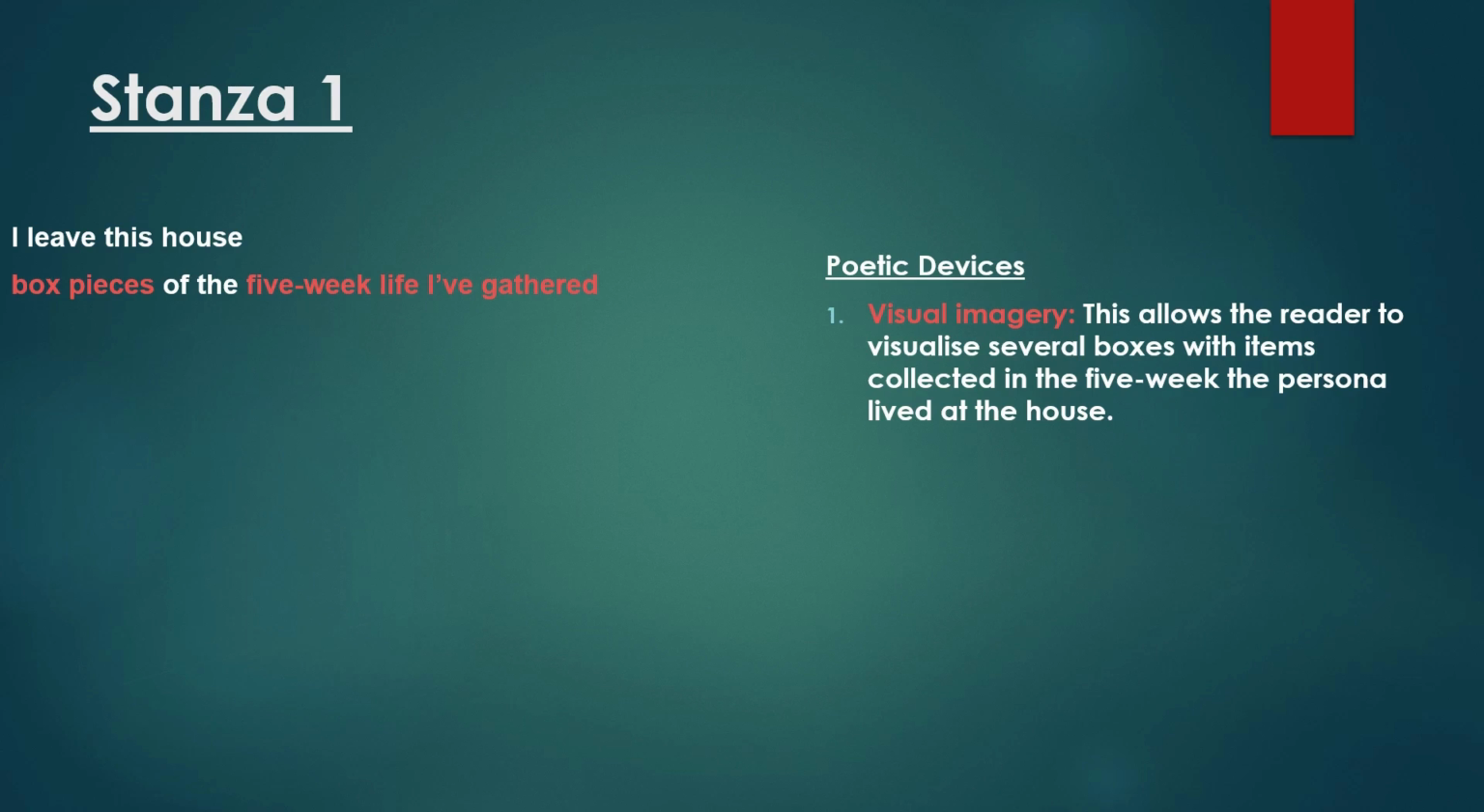Okay? Now, the box pieces is an example of visual imagery. Remember, I told you that imagery itself is a poetic device. So if you are identifying poetic devices in any poem and you're using imagery, you must identify the type of imagery. In this case, we have visual imagery, which is box pieces, because it allows the persona to visualize several boxes with items collected, packed there, ready to be transported to the persona's future address. Okay, and that's stanza 1.